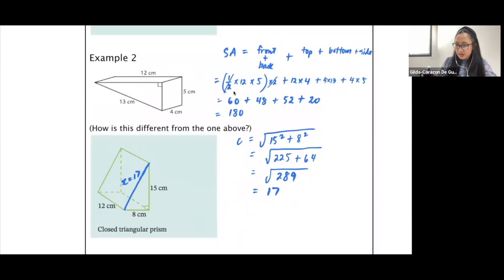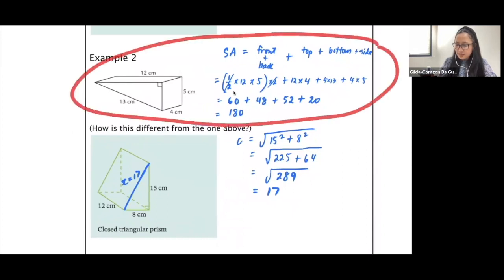Okay, I won't do that for you anymore. Anyway, the example is in the textbook, so you can have a look at it. But for some of those questions that you will have to do, you will have to use the Pythagoras theorem to figure out the missing side.